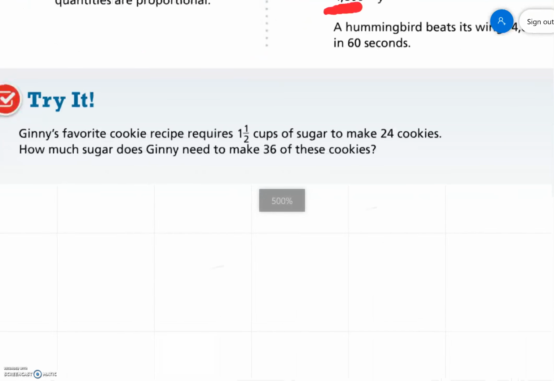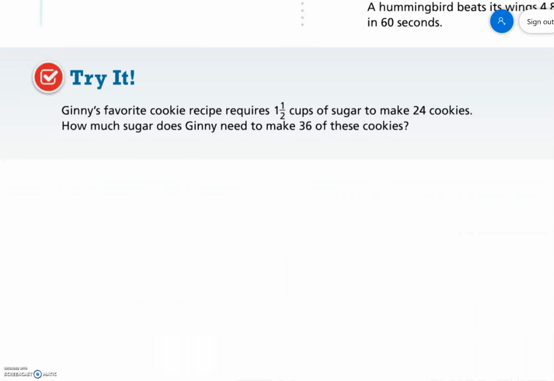Let's try it. Ginny's favorite cookie recipe requires 1.5 cups of sugar to make 24 cookies. How much sugar does Ginny need to make 36 of these cookies? You should pause this, try it on your own. Press play when you want to check your work.